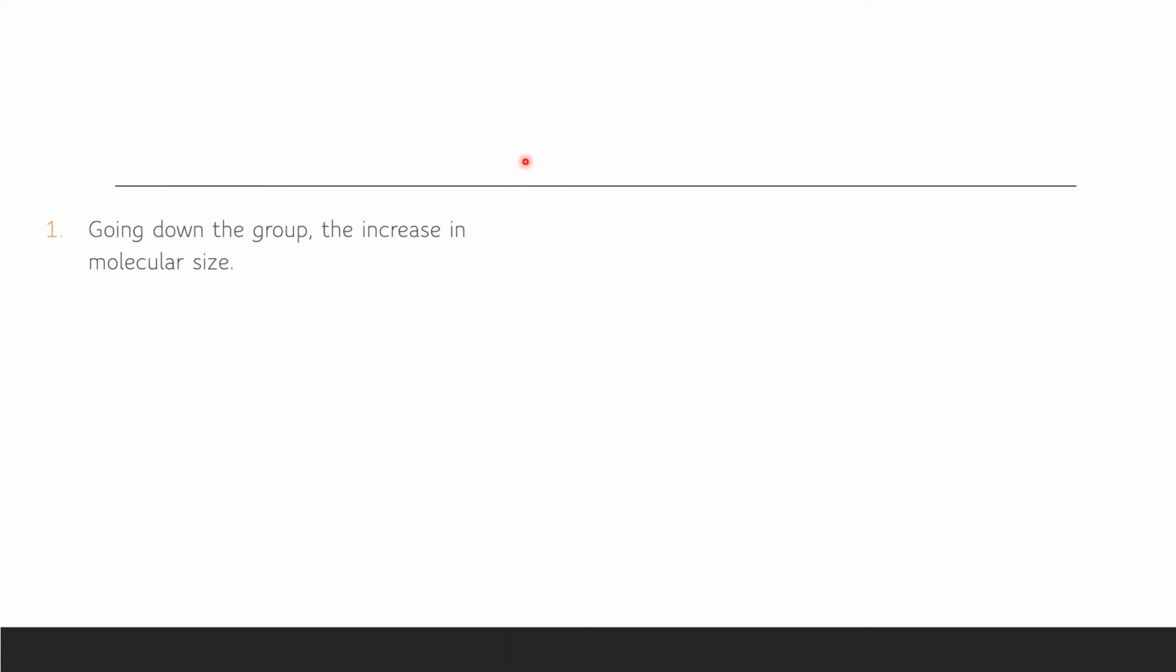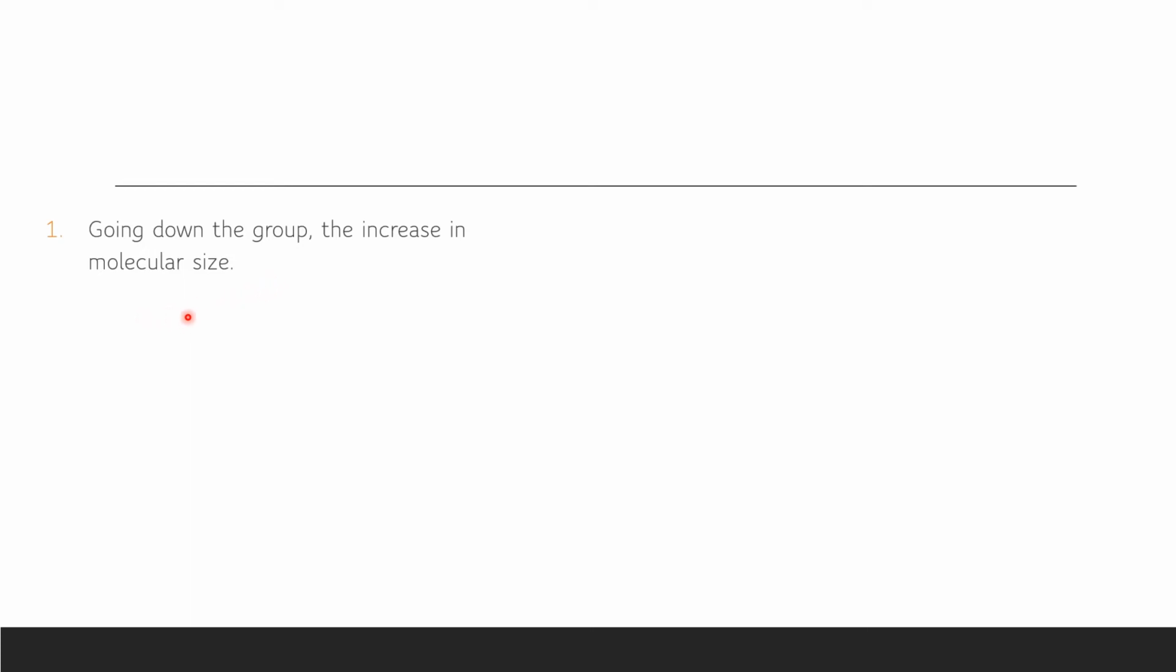Okay, so why do the melting point and boiling point increase down Group 17? Let's go into the detail, the explanation why. When going down the group, there is an increase in molecular size. The molecular size of chlorine, bromine, and iodine increases.